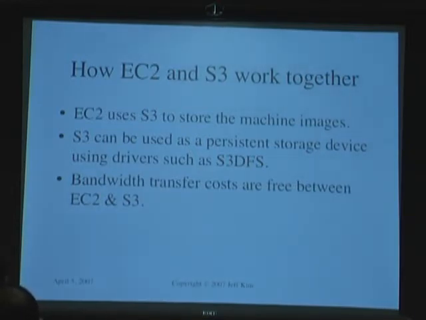So people are looking at various ways to do persistent storage, and one of them is to use S3 as a persistent storage device, using such drivers as S3DFS, also known as Infinidisc, which apparently recently changed its product. As far as I know, the bandwidth transfer costs between EC2 and S3 are free, whereas normally when serving from EC2 or S3, it does cost money. It's pretty minimal, which is the attractiveness of these products.